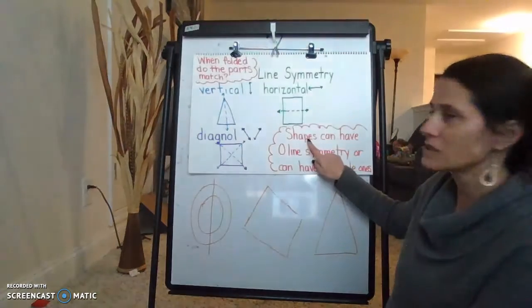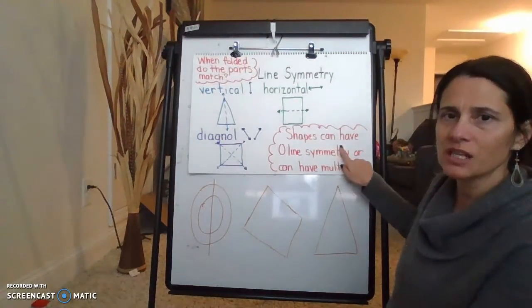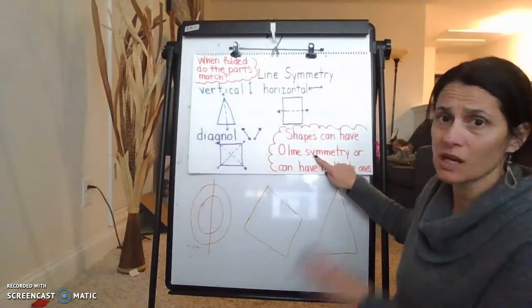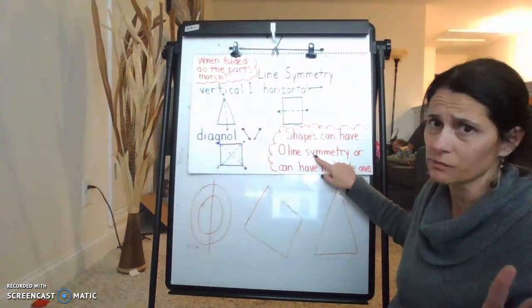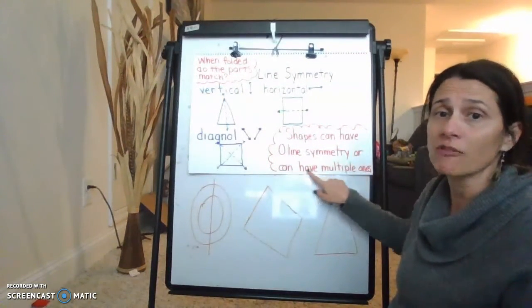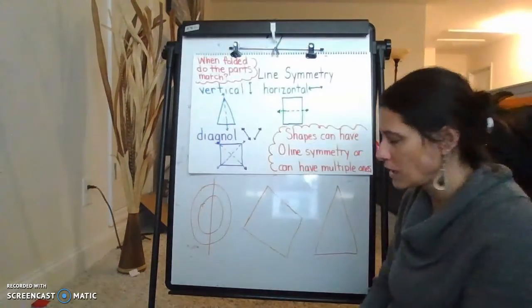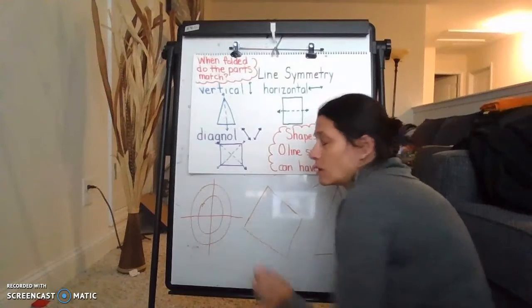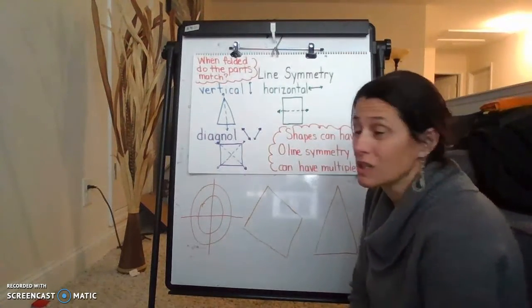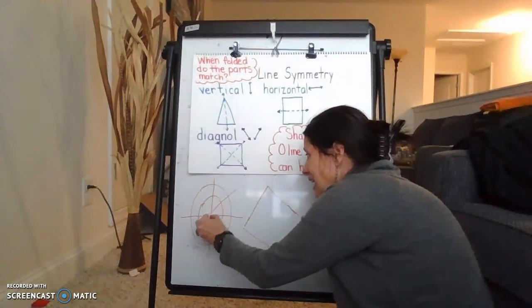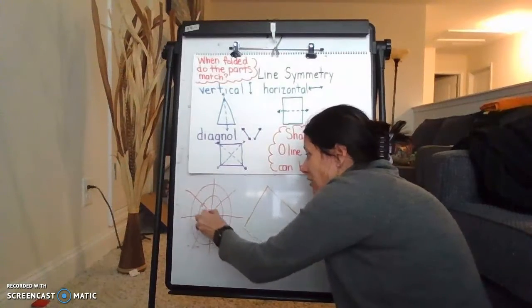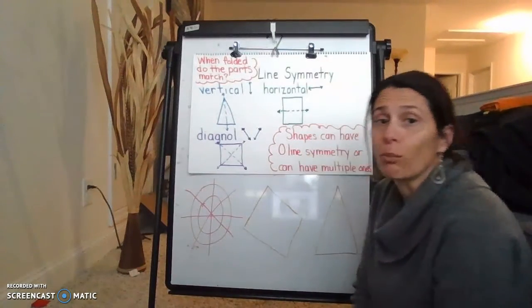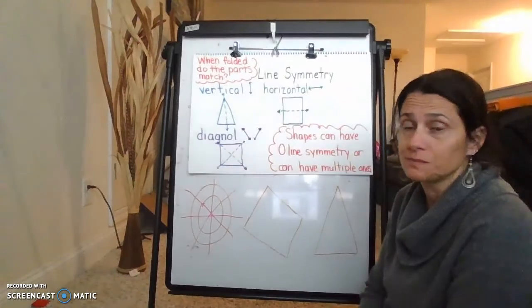Now, one of these things here, I've said, shapes can have zero lines of symmetry. That means nowhere can you divide it that it's going to be equal. Or it can have multiple ones. So looking at this one, I could also do a horizontal line of symmetry and I can do diagonal lines. So this shape has multiple lines of symmetry.